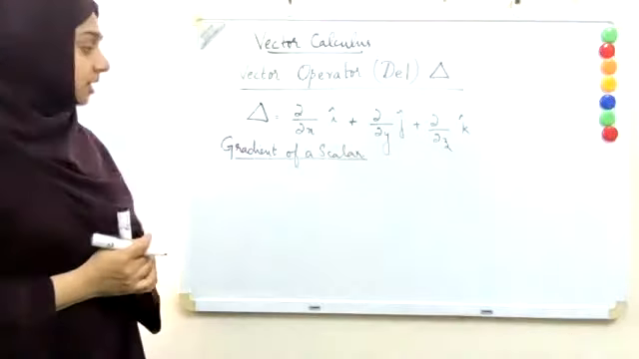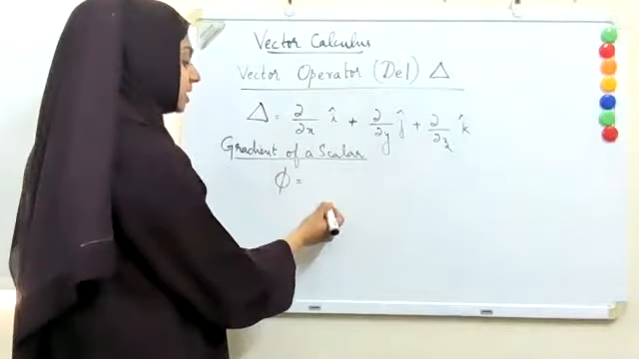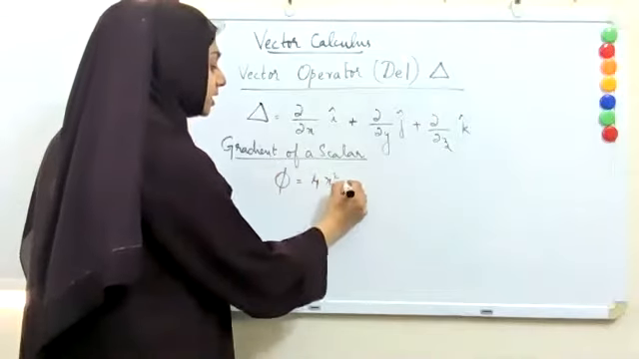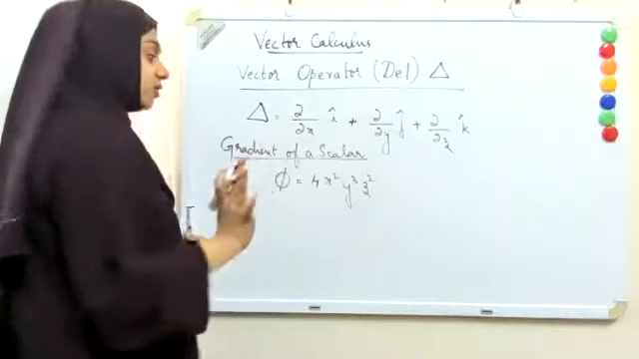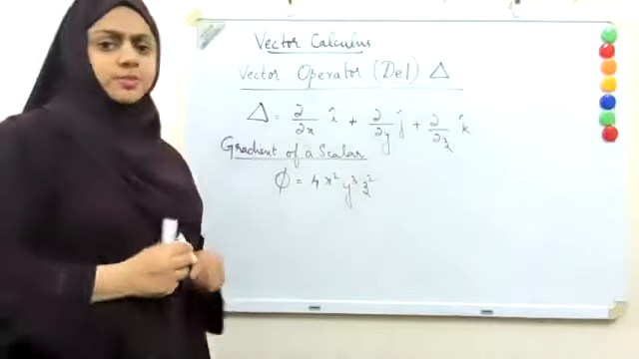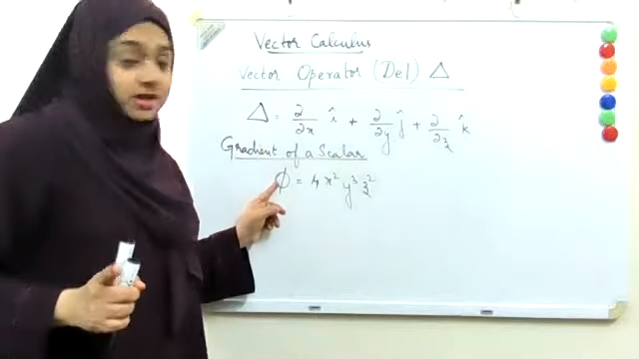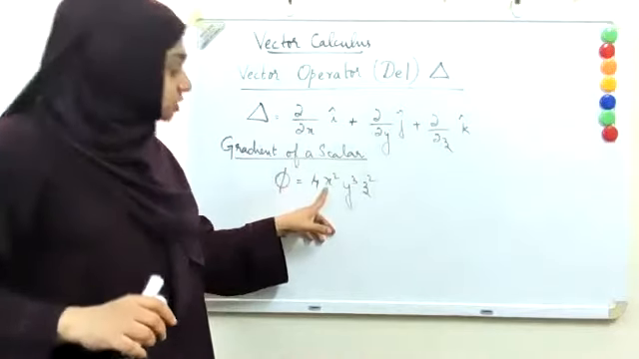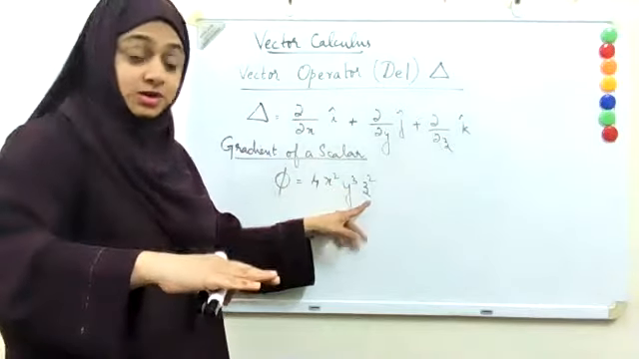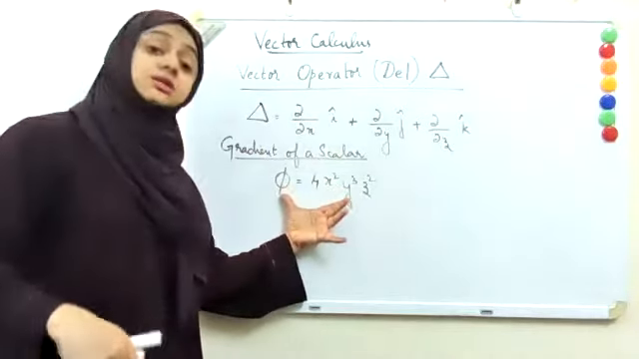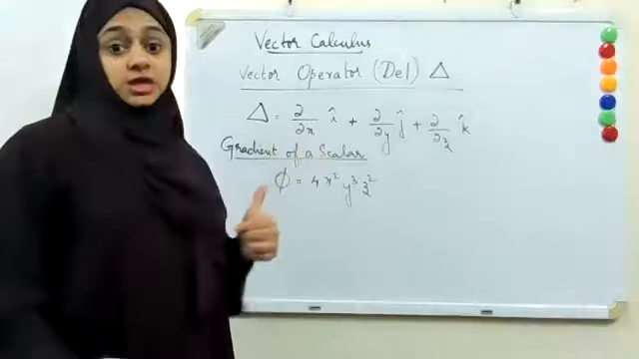Gradient of a scalar. Suppose there is a scalar quantity phi. Phi is equal to 4x square y cube z square. This is a scalar quantity. For example, suppose this is electric flux. Electric flux is a scalar quantity, you know that. And it varies with space. So this is how it depends on the x coordinate, y coordinate and z coordinate. So this is an example for a scalar quantity. Now let us see how to take the gradient of a scalar quantity.